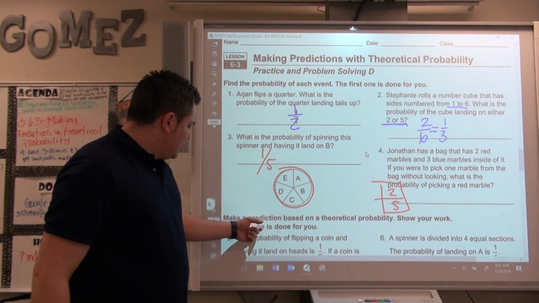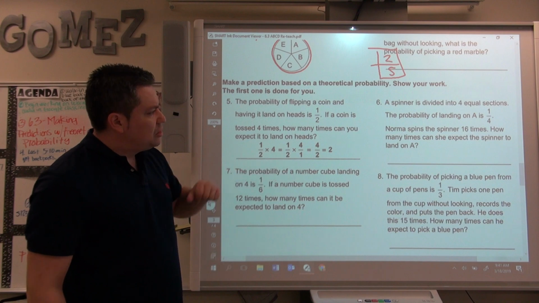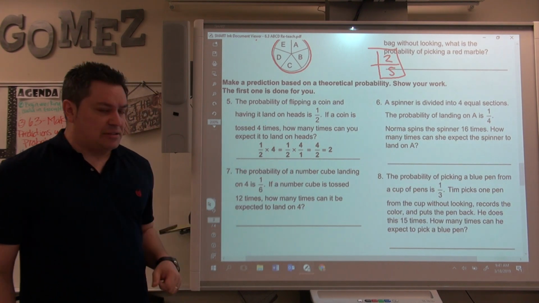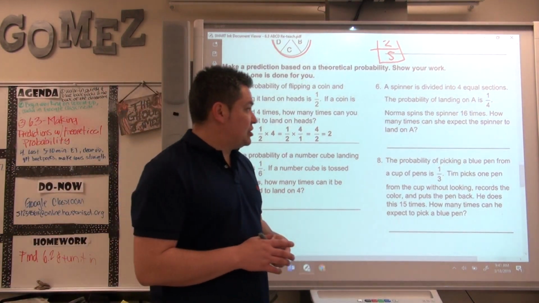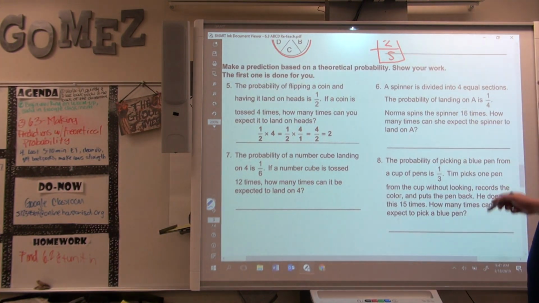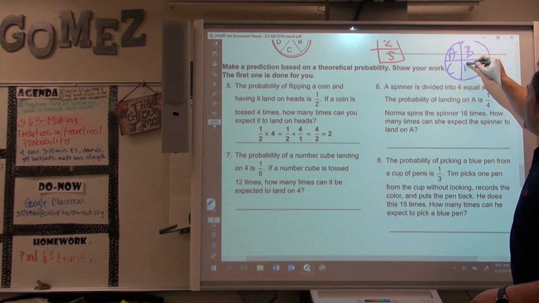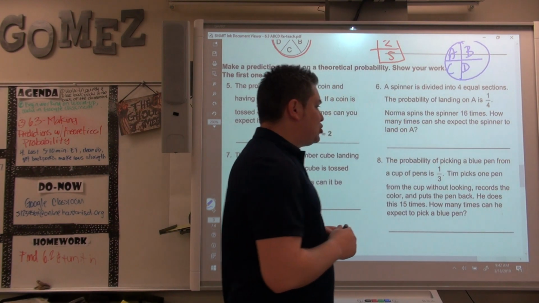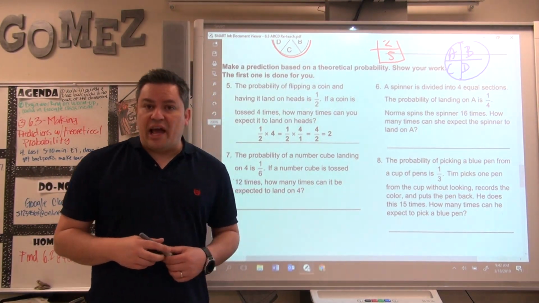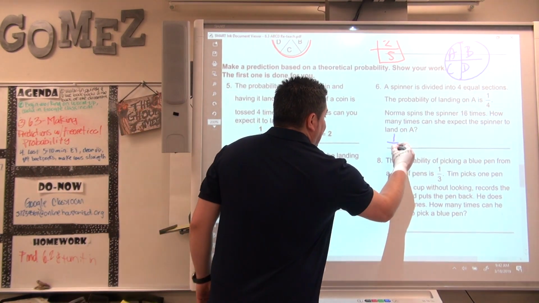Now we're going to make predictions based on theoretical probability. The first one is already done for us, so I'm going to go straight to 6, 7, and 8. It says a spinner is divided into 4 equal sections, and you probably have a spinner like this: A, B, C, and D, and pretend they're equal. Norma spins the spinner 16 times. How many times can she expect the spinner to land on A? First of all, how many A's do I have? 1 out of 4. That's my probability.